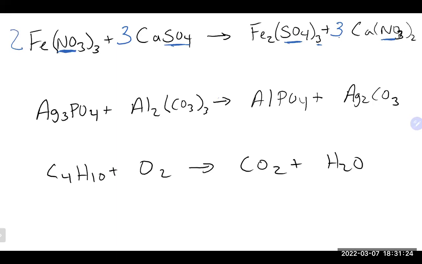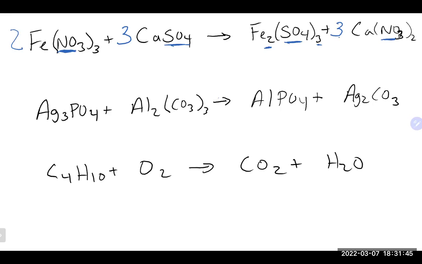Gives me 2 irons. And lo and behold, that is the number I needed to balance out the iron. And we are now balanced. It's a lot faster if you keep those guys together, especially if you've got polyatomic ions on both sides. There's a lot less error probably going to happen, a lot less multiplying in and out. Any questions on that approach there?